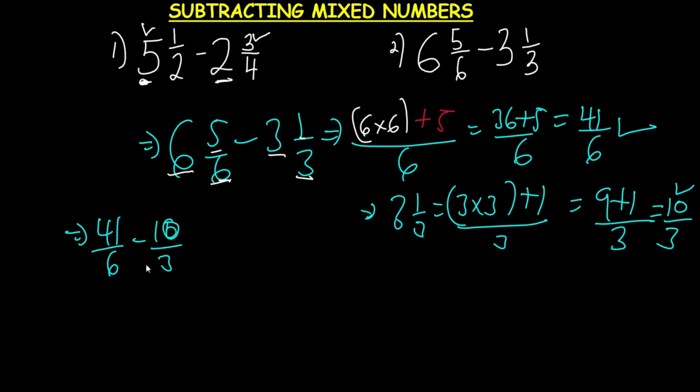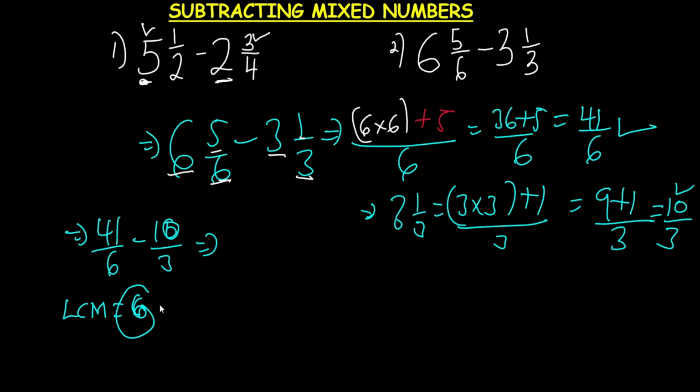Now we can't go ahead and subtract because the 6 and 3 are not the same. The first thing is that we have to find the LCM of the 6 and 3. The LCM of 6 and 3 is 6. As I said, if you want to know how to find the LCM, you can check my video on how to find the LCM.